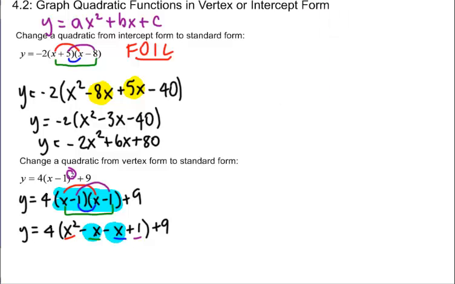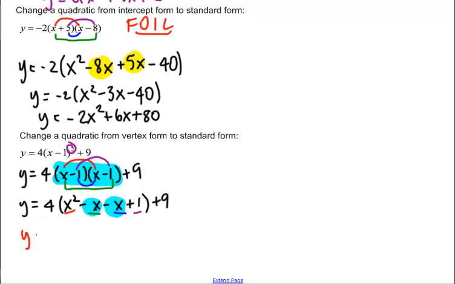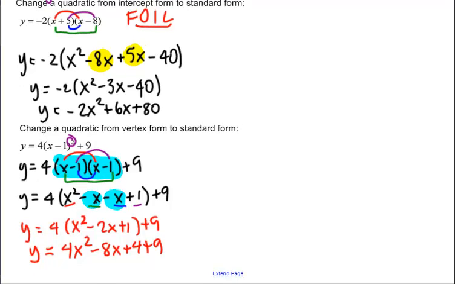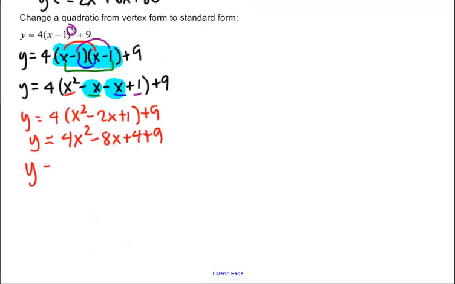And when you do that, what you're going to end up with is y equals 4 times x squared minus 2x plus 1, plus 9. Now distribute your 4 and don't forget your plus 9. So my very last step is to put together the 4 and the 9. And so that's going to be y equals 4x squared minus 8x plus 13. Okay?